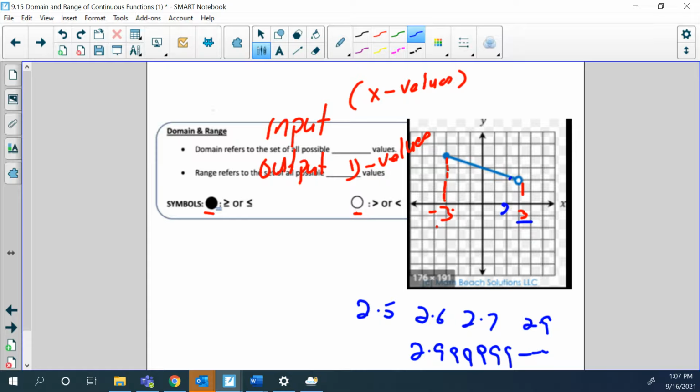And then for closed circle, we use these symbols, greater than and equal to, or less than and equal to, all right?